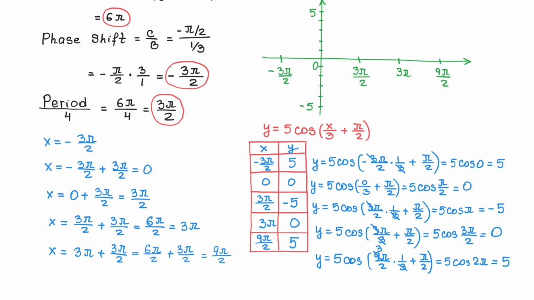Now, once we have the coordinates of all 5 points, we will plot them and connect them to make the graph. The first one is negative 3 pi over 2, 5, then 0, 0, then 3 pi over 2, negative 5, then 3 pi, 0, and 9 pi over 2, positive 5. And now let's connect them. So here we have the graph of the function y equals 5 cosine of x over 3 plus pi over 2.